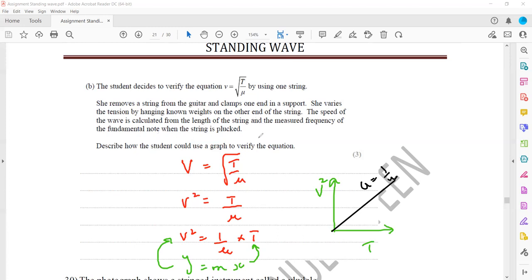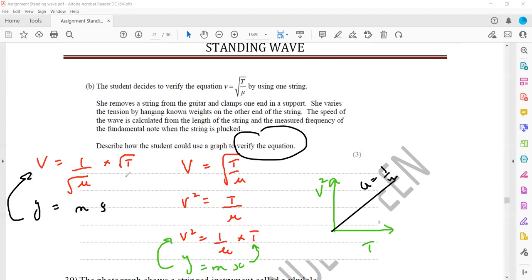So how could the student use a graph to verify the equation? The student can plot a graph between V squared and T, or it can be the other way around: without taking a square, the student can also plot a graph between V and root T. So V equals 1 over root mu multiplied by root T. It's the same equation, but I just separate the square root. Now the student compares with y equals mx, with V on the y-axis and root T on the x-axis. What will be the gradient? The gradient will be equal to 1 over root mu.